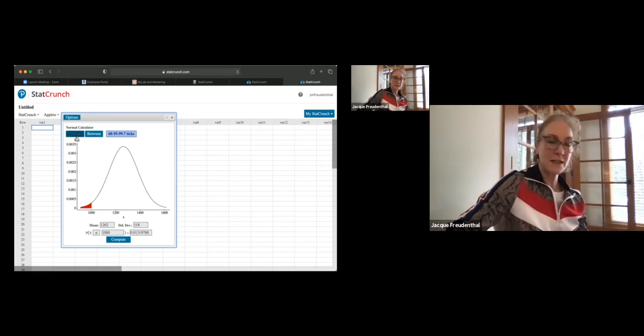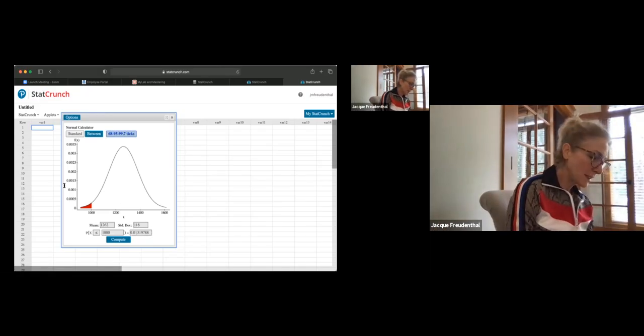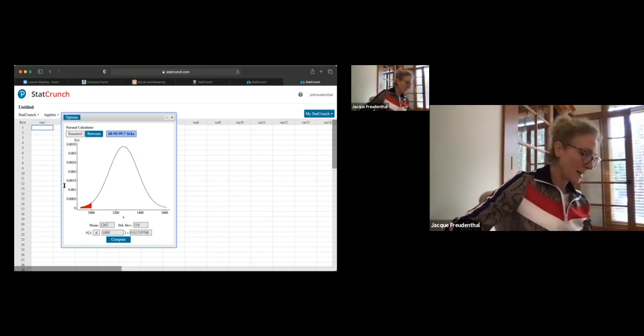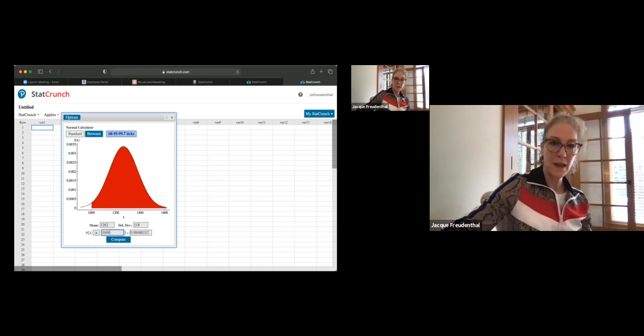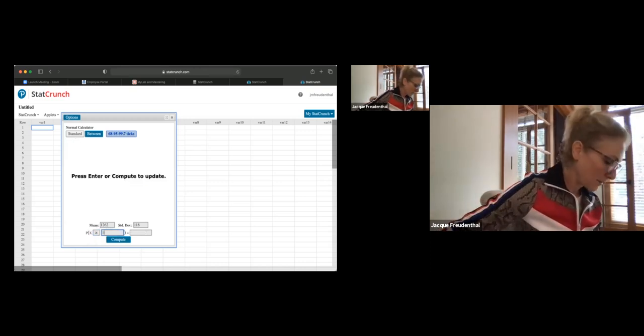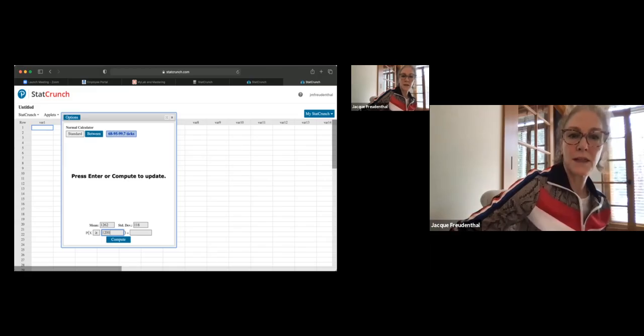And then part C says, what is the proportion of 18-ounce bags that contains more than 1,200 chocolate chips? So proportion, I'm still going to use standard because I'm looking at more than. So I'm going to change the inequality to greater than, and I'm going to put in 1,200 chips and then hit compute.